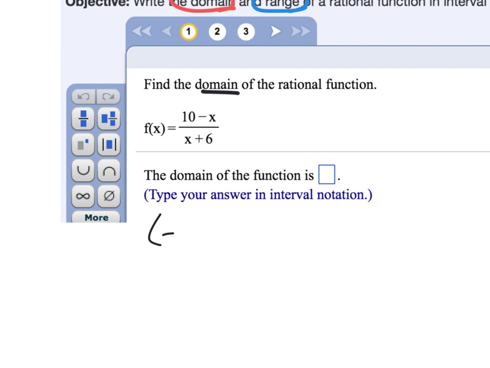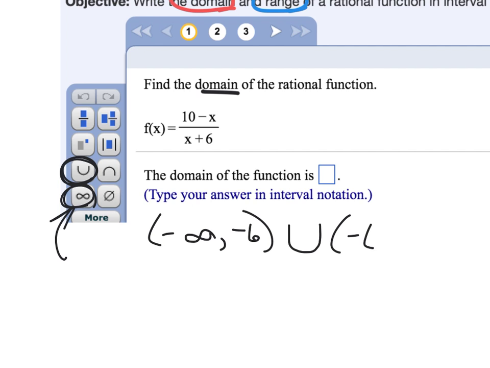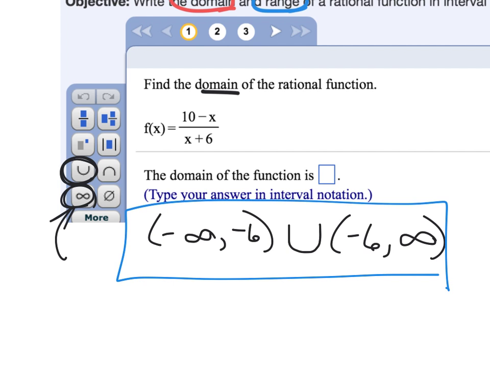So over here, we're going to write negative infinity up to -6, the union symbol, and that's this symbol right there. By the way, if you want to type in the infinity symbol, it's right there. And then it's from -6 up to positive infinity. So this is what you're going to write.